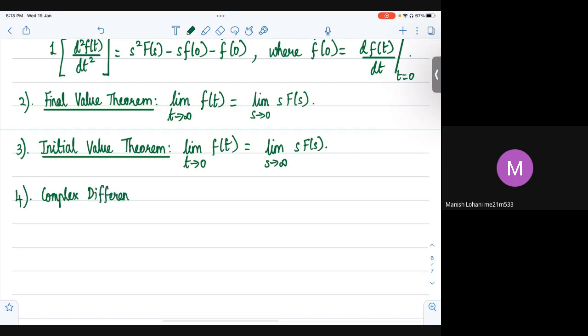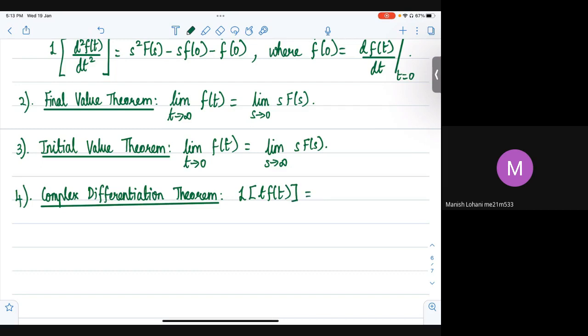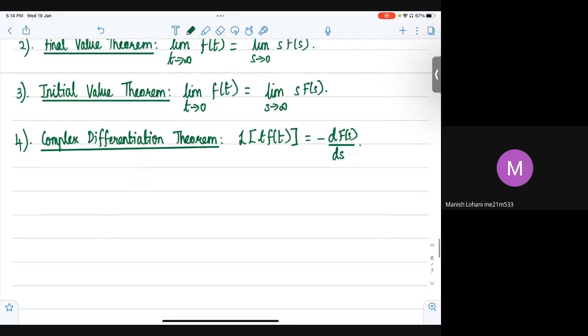Going forward, the next property that we will look at is called the complex differentiation theorem. It is the following: if I want to take the Laplace transform of t multiplying f of t, the function f of t multiplied by t, that is going to be equal to minus dF of s by ds. That's what complex differentiation is.